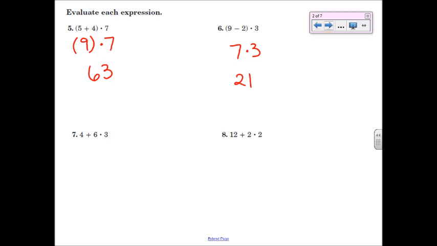The next one, we don't have any parentheses, so there's no please. We don't have any exponents, so there's no excuse. And then the first thing we run into is the multiplication, so my dear. So the first thing that we're actually going to do is that 6 times 3, which is 18. So we're going to have 4 plus the 6 times 3, which is 18. We don't have any division. And then we have Aunt Sally, which means addition and subtraction. So 4 plus 18 is 22.